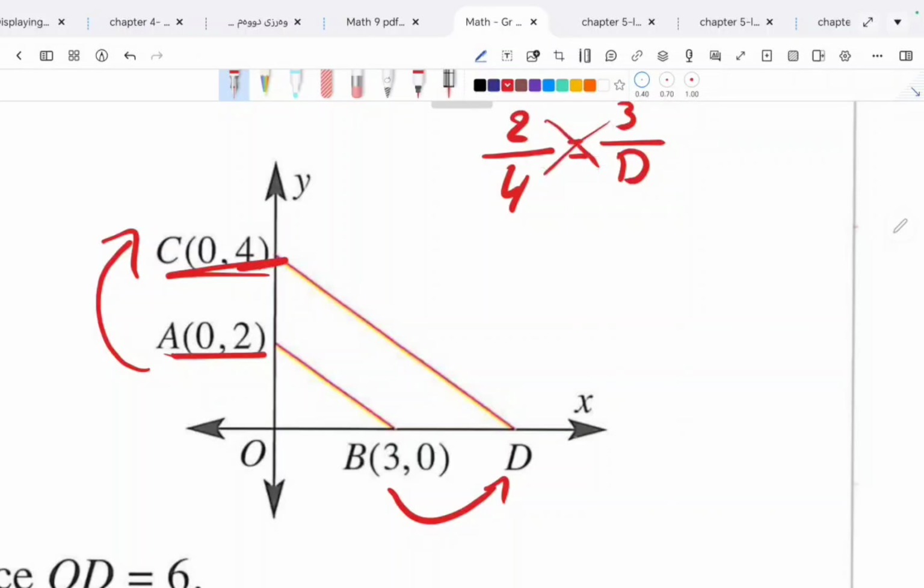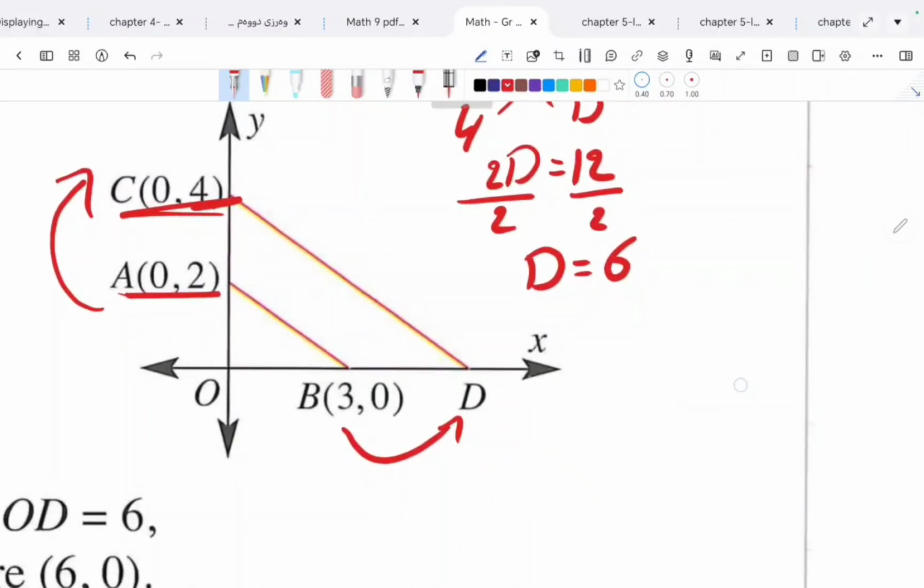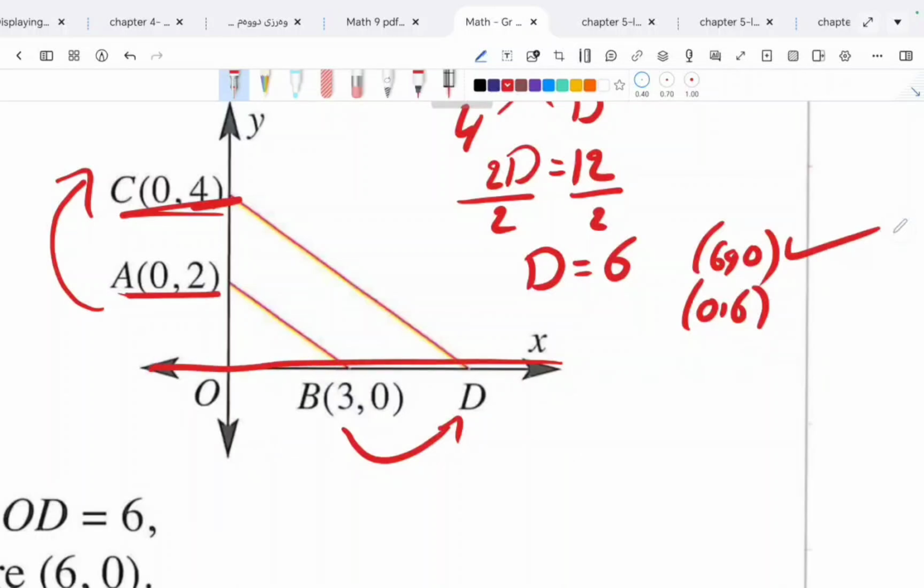Then use cross product. 2D equals 3 times 4, 12. Divide by 2, divide by 2. D equals 6. But how do you know it is 6, 0 or 0, 6? Always there are 2 points. As you can see, it's on the x-axis. On the x-axis, y always equals 0. So it is 6, 0.